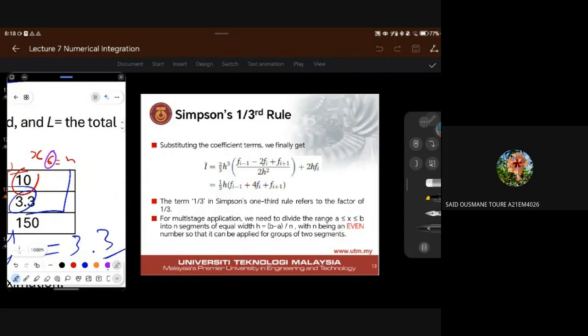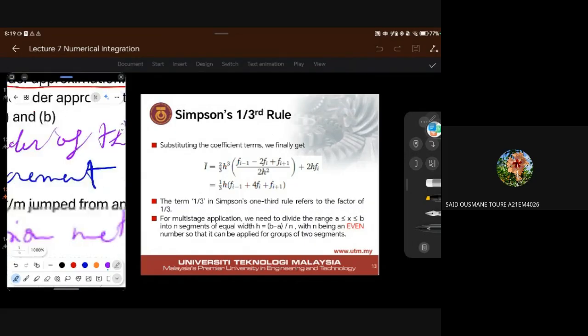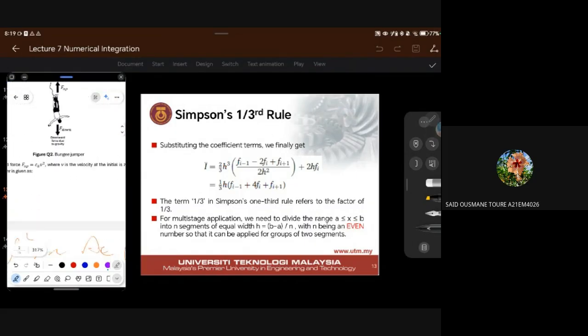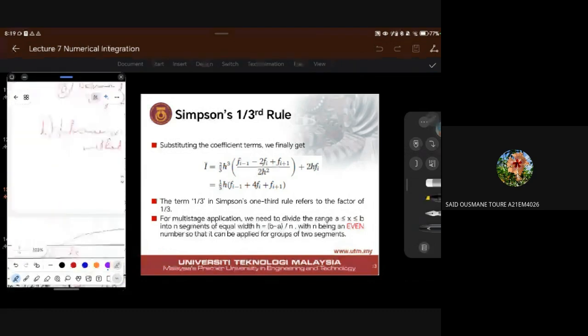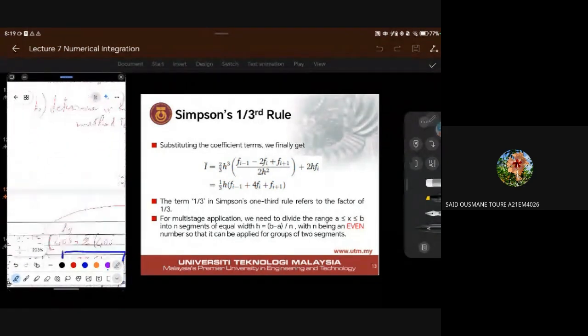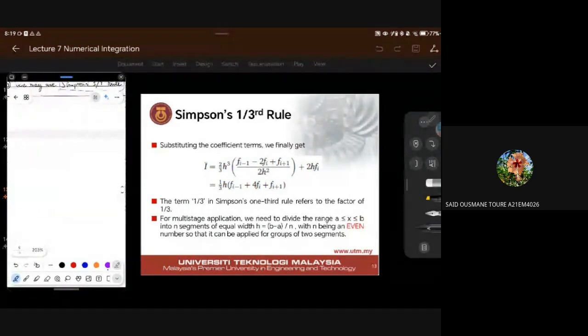x0, x1, x2. If you have up to x11, you cannot use the Simpson 1/3 rule. Understand that? If you have x10 or other even numbers, you can use Simpson's 1/3 rule. What does it say? It's pretty clear and straightforward. Let me just get to another page. Okay. So it says Simpson.